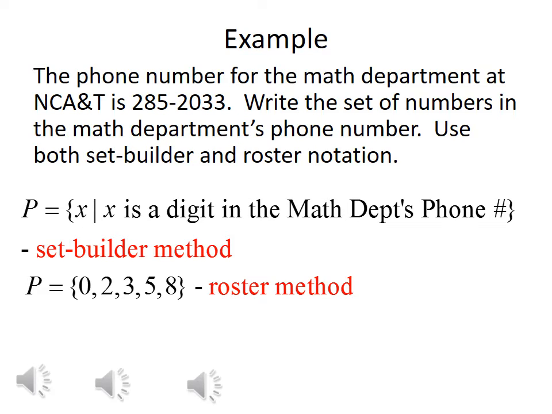So if we look at the phone number, we see that the numbers that are there are 2, 8, 5, 2, 0, 3, and 3. But we only need to write each number once. So if I write them in order, my set would be P equals the set 0, 2, 3, 5, and 8. Those are the numbers that are represented in the phone number.